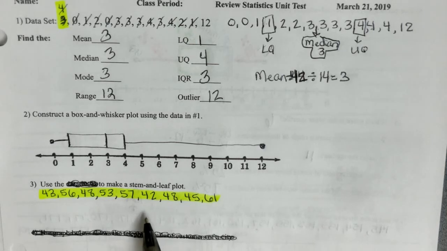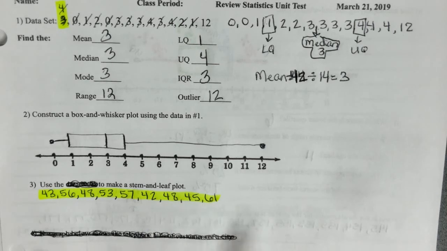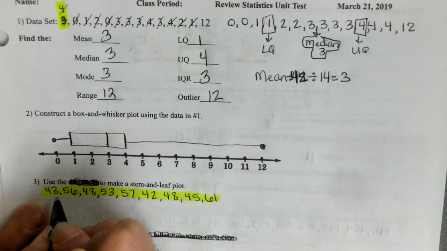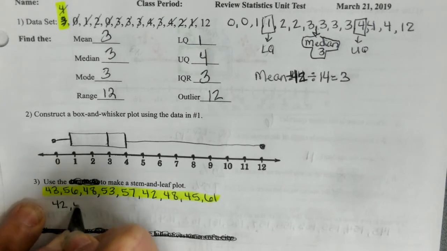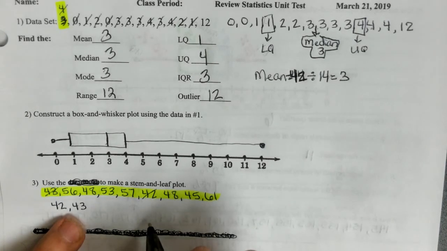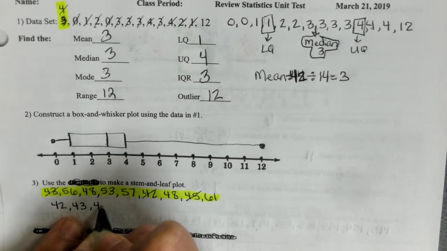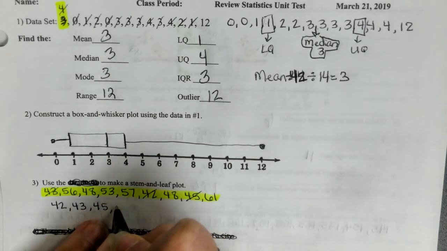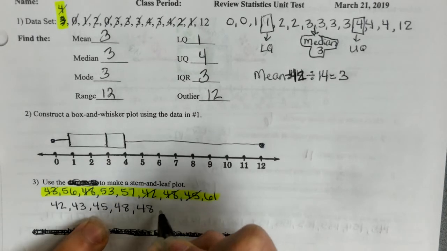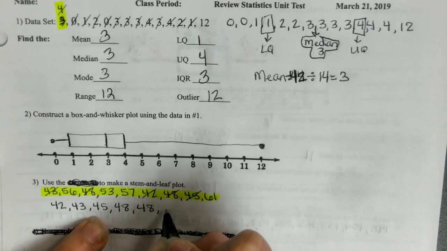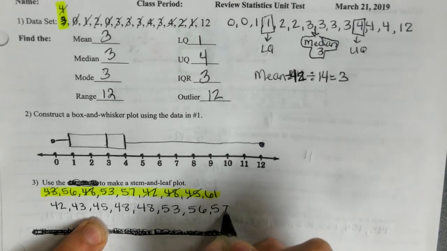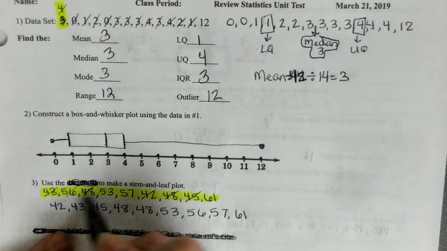Now we're going to do stem and leaf. Okay, here we go. Listen, you don't want to miss. Just make sure we got this. Okay, put them in order. We got 42, 43. I'm going to kind of mark mine off. Then 45. And then 48 again. And then there is a 53, 56, 57, 61. Whew, okay.